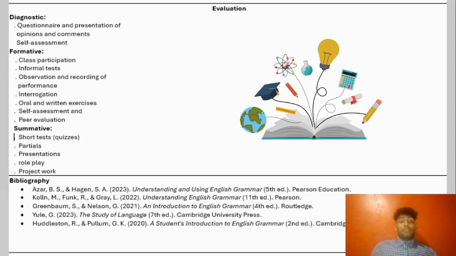We have a formative: class participation, informal tests, observation and recording of performances, interrogation, oral and written exercises, self-assessment, and peer evaluations. And also we will have a summative: short test quizzes, a presentation, a role play, and project work, and also some tests. Finally, we will have a bibliography so that smart students who want to learn a little bit more can look where I found the information. Okay.